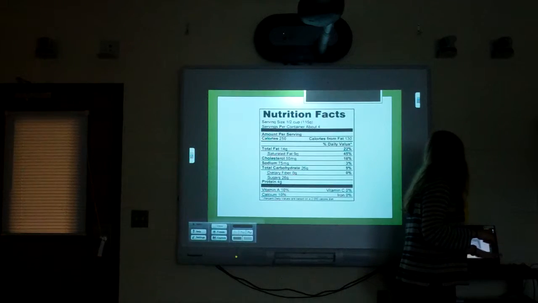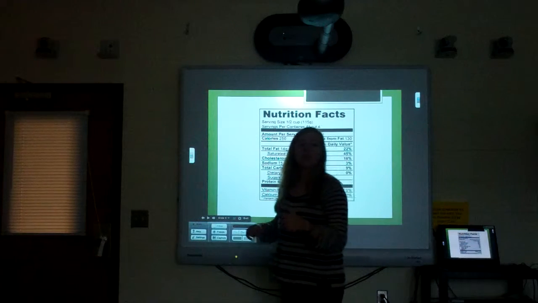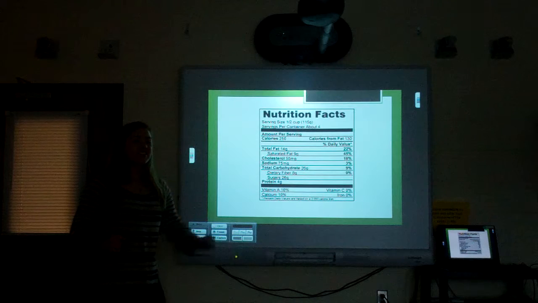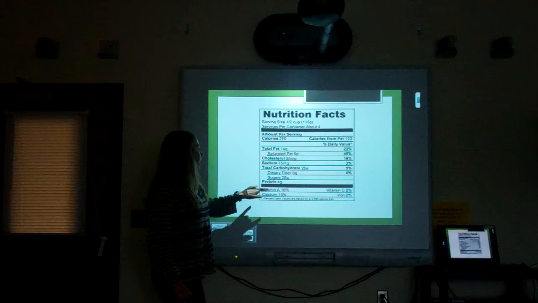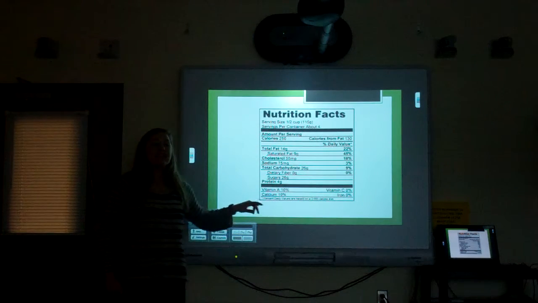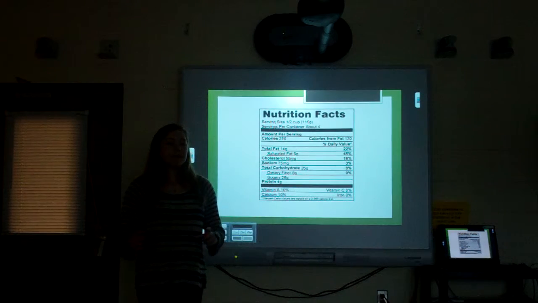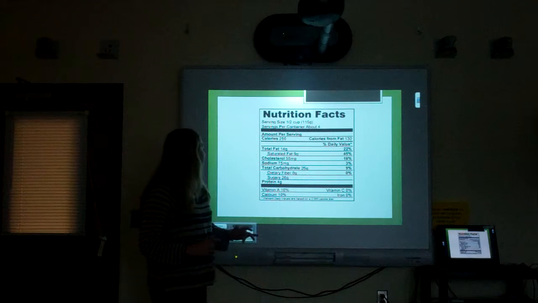Like I said earlier, those fats, carbs, and proteins are responsible for those energy-related roles in our body, giving us the energy to go about our day. And then at the bottom, we always have vitamin A, vitamin C, iron, calcium. Even if it's zero across the board, those micronutrients are always included.